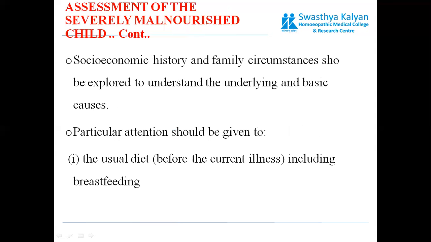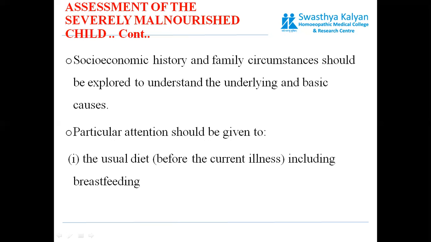Then socioeconomic history and family circumstances should also be obtained. They should be explored to understand the basic cause of malnutrition. That means a detailed history of the socioeconomic status, the family status, and the circumstances of the family members should be obtained, so that we are able to explore the basic underlying cause of the malnutrition. For that, detailed socioeconomic history and family history must be obtained.